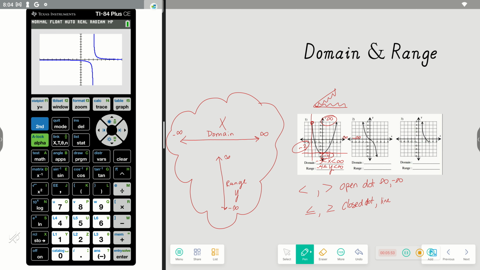So this goes left forever. This goes right forever. This goes down forever. This goes up forever. So we have negative infinity, not included, to infinity. Negative infinity, not included, to infinity. A couple of key points here. Make sure when you do range, you do y. When you do domain, you do x, because domain is x, range is y.